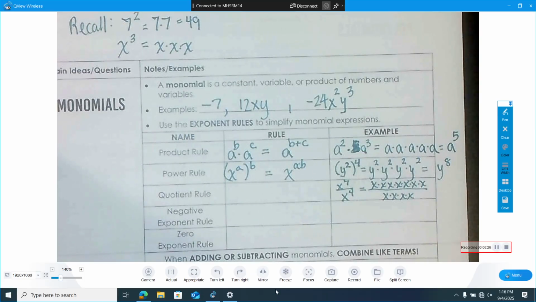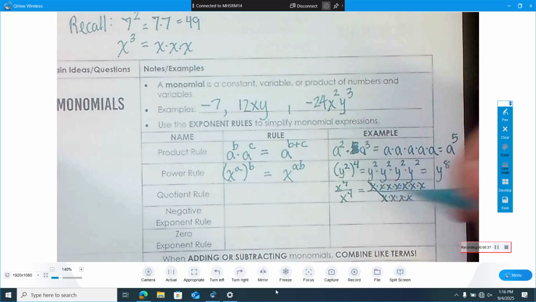Because they reduce. They're really reducing. You can imagine if it was like 3 over 3. Well, what is 3 over 3? 1. It reduces to 1. So all of these, x on top, x on bottom, they really reduce themselves away. And we're left with x to the 3rd.